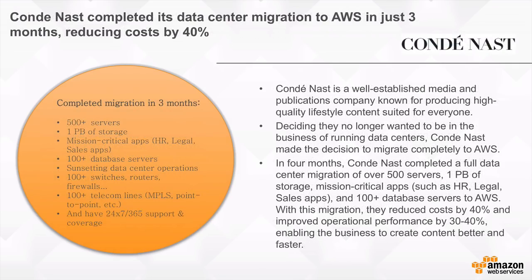Secondly, Condé Nast. So this is a more traditional workload, a publisher that wanted to transform the way in which they operated their IT infrastructure. They decided to migrate their data center to the AWS cloud. They moved over 500 servers, a petabyte of storage, and many mission critical applications, including core business apps like HR, legal, and sales, as well as 100 database servers to AWS.